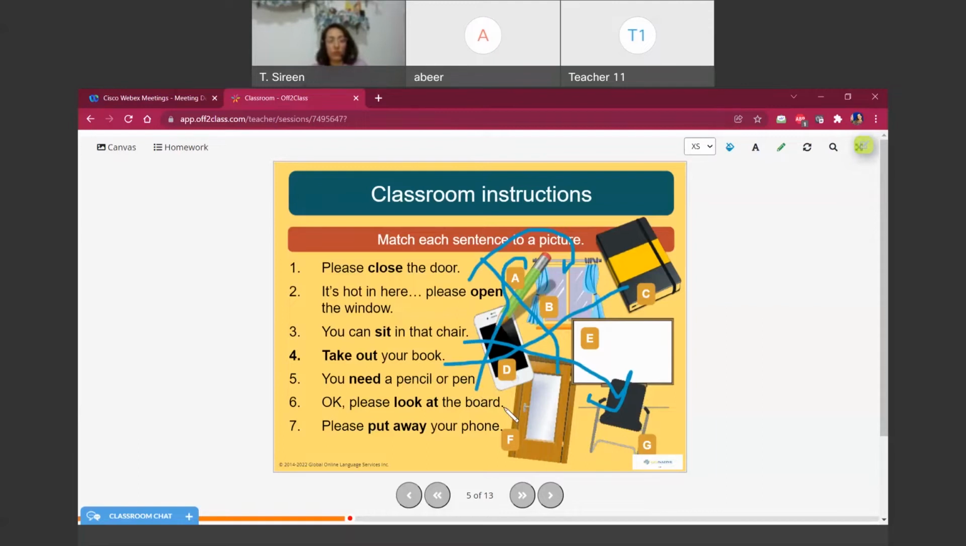Okay, please look at the board. E. Please put away your phone. D. Very good. So now these sentences you can use them in the classroom.